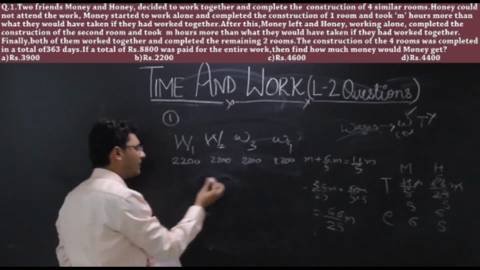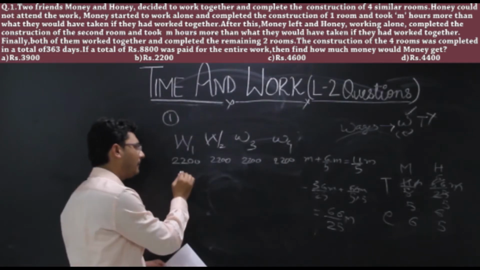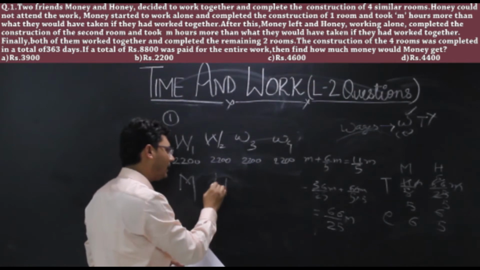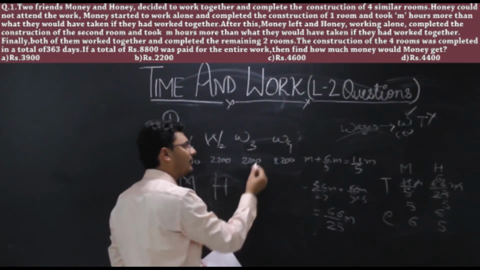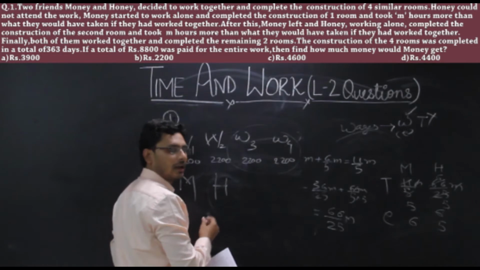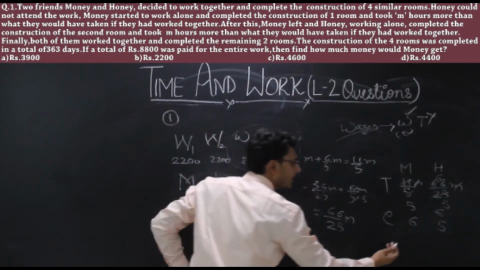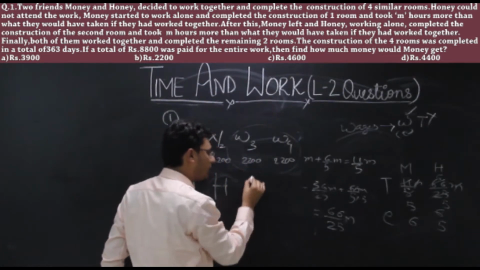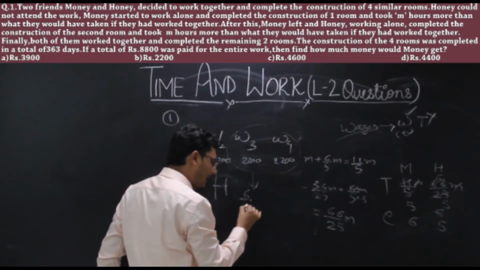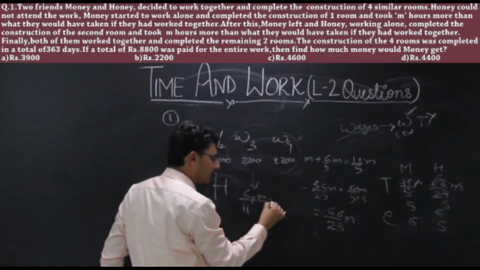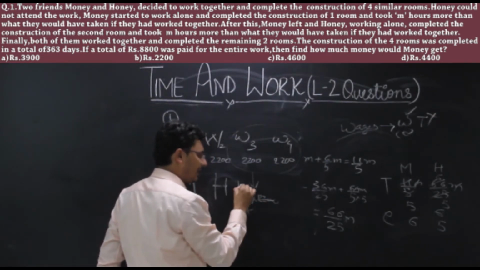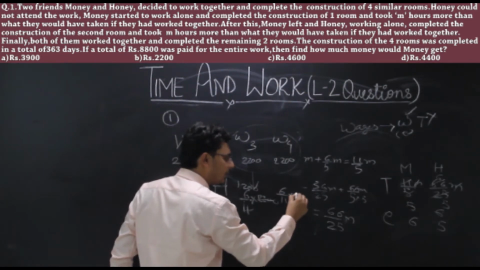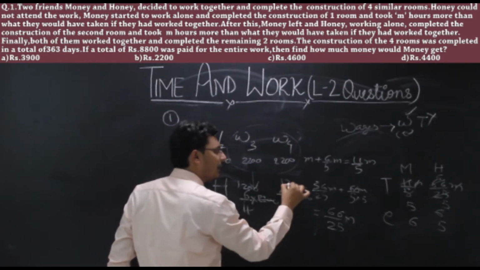Now, the first wall has been entirely done by money. Then the second wall is entirely done by honey, and the last 2 walls are done by both money and honey. And I know money would get how much? Money has done 6 parts out of 11 parts. So the share of money for this wall will be nothing but 6 by 11 into 2,200. That comes out to be nothing but 1,200. Same logic, money would get here 6 out of 11 into 2,200, that is again 1,200.